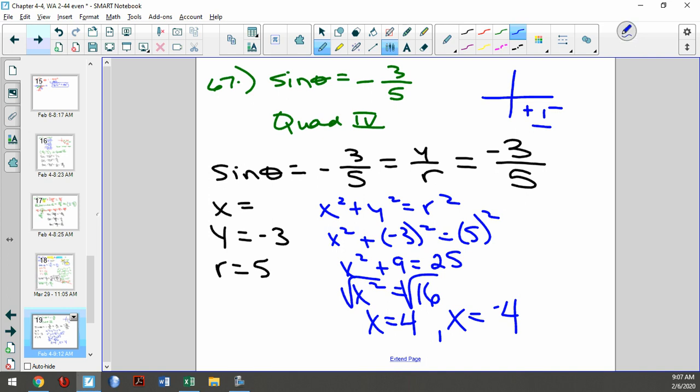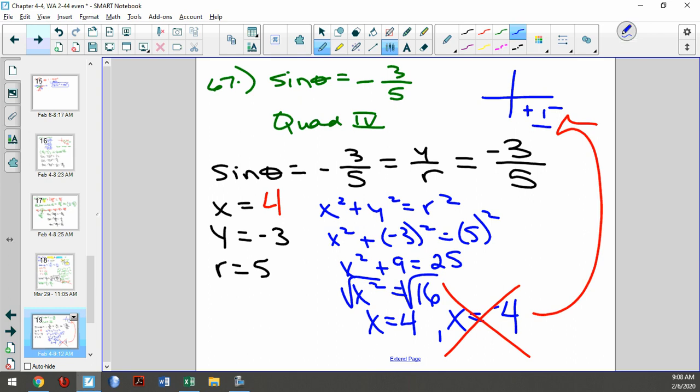I'm writing them both down. Why am I writing them both down? Because it can be either one of them. Now I'm going to come back up here and ask, okay, well, what is x? Is x positive or negative in quadrant 4? It's positive, which means it cannot be -4. That means x has to be a positive 4. Do we understand that? Because in quadrant 4, x is positive.